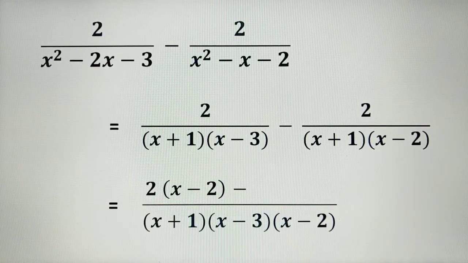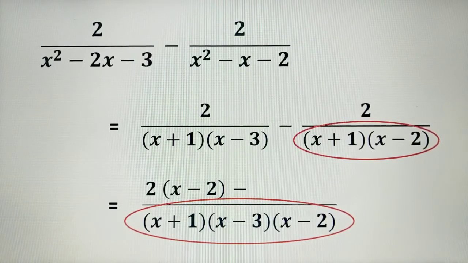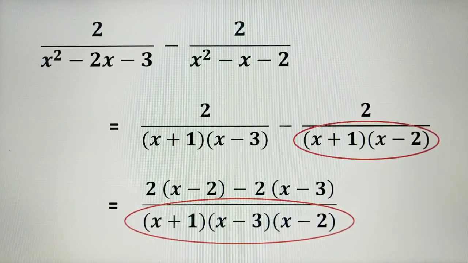minus, we will divide it again by the denominator x plus 1 times x minus 2. We can cross out x plus 1 and x minus 2, so we have x minus 3. Then we will multiply it to the numerator 2. That's why we have 2 times x minus 3. We will continue.